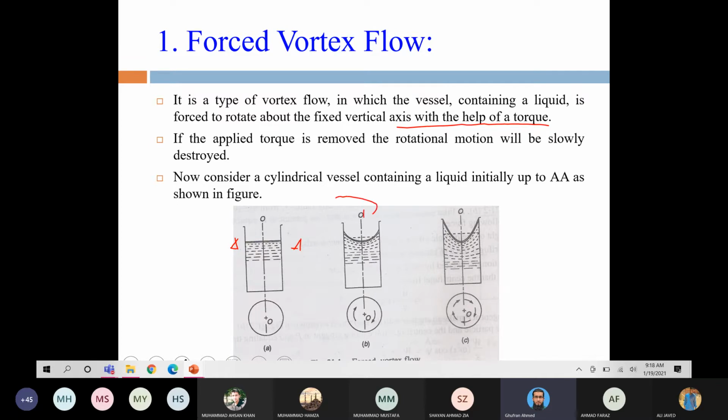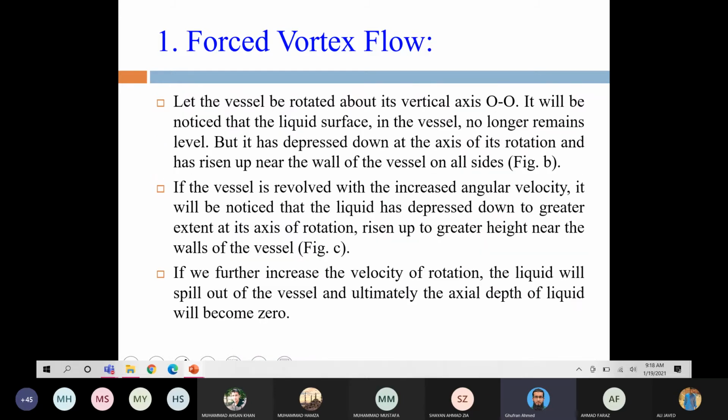When you start rotating like this, you see that it starts moving towards the sides. Let the vessel be rotated about its vertical axis OO. It will be noticed that the liquid surface in the vessel no longer remains level, but has depressed down at the axis of rotation and has risen up near the wall of the vessel on all sides. If the vessel is revolved with increased angular velocity, the liquid depresses to a greater extent at its axis of rotation, and rises to a greater height near the walls of the vessel. If you further increase the velocity of rotation, the liquid will spill out of the vessel, and ultimately the axial depth of the liquid will become zero.